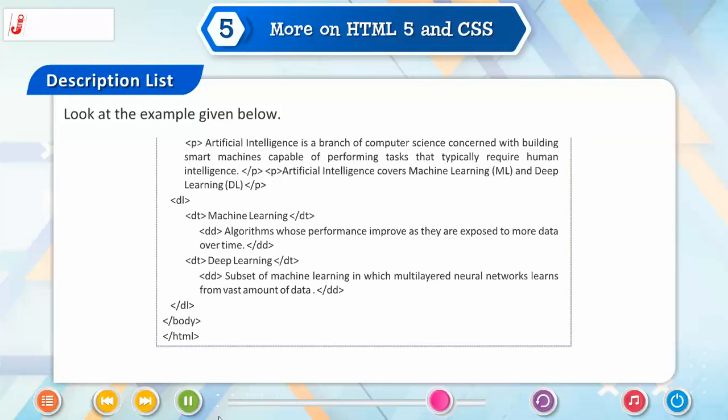Open DL tag, open DT tag, machine learning, close DT tag. Open DD tag, algorithms whose performance improve as they are exposed to more data over time. Close DD tag. Open DT tag, deep learning, close DT tag. Open DD tag, subset of machine learning in which multi-layered neural networks learn from vast amounts of data. Close DD tag. Close DL tag. Close body tag. Close HTML tag.